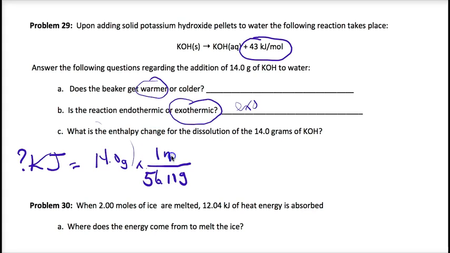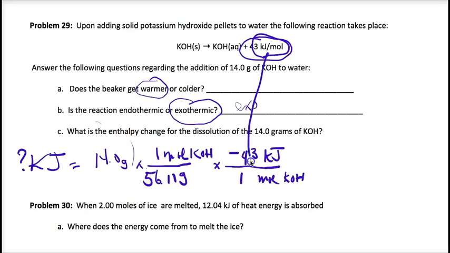That's in 1 mole. But am I done yet? This is 1 mole of KOH, right? So I'm not done yet. I want kilojoules. So I need to put mole of KOH on the bottom. And it just so happens for every 1 mole of KOH, you have negative 43 kilojoules of energy. See this? Look at the units here. That's kilojoules per 1 mole, and that's what I put right here. Okay, that's 43, by the way. So I'm ready to rock and roll. I'm ready to actually calculate. So you go ahead and do that. See what you get.